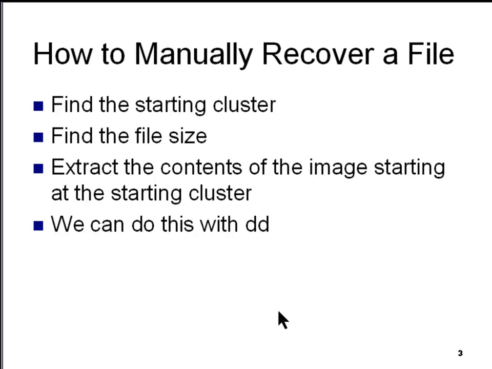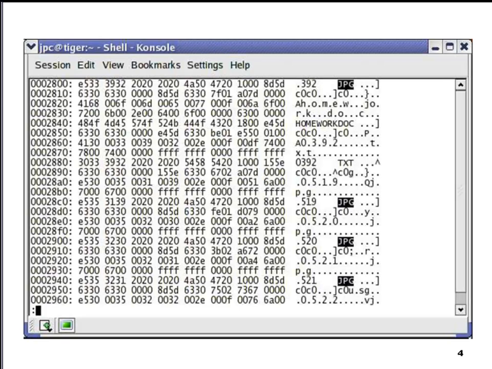And we can do this with DD. What a great utility that is. This is just showing some deleted files right here. Recall that each root directory entry is 32 bytes, which means it takes up 2 lines. And so there's an E5 right here. Notice that there's a period here, an unprintable character. And if we go down to here, here's another one, and here's another one, and another one, and another one. So it looks like all these JPEG files have been deleted.